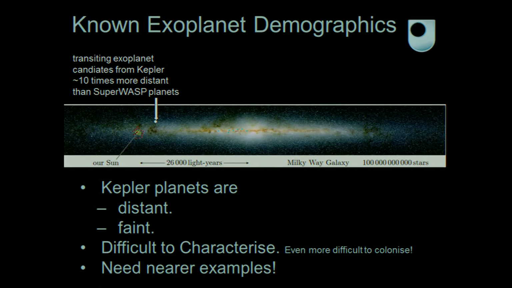Then there's a slightly larger cloud of red points, and those have been found by transit surveys. So at the Open University, we are involved in the SuperWASP project, which has found quite a number of transiting planets. I think we're up to almost 200 now. And those planets are around stars that are slightly more distant from the sun, because you just have to collect all the light from the star to find them.